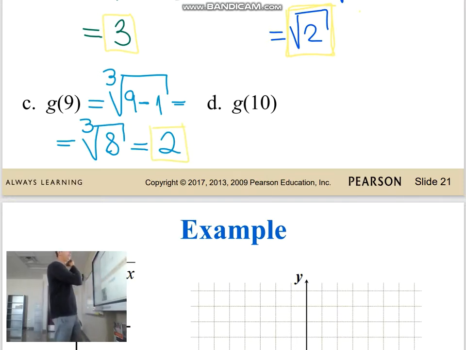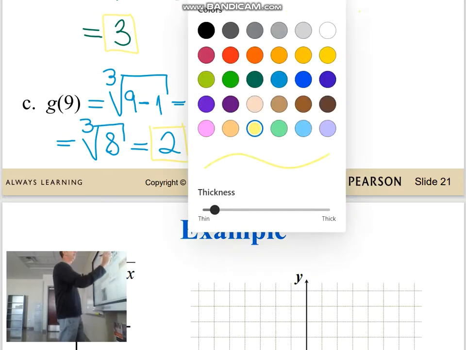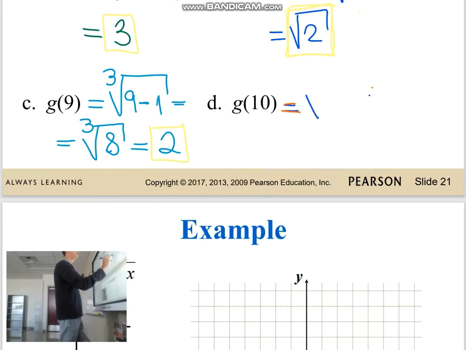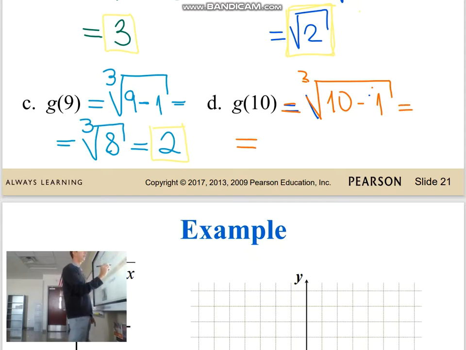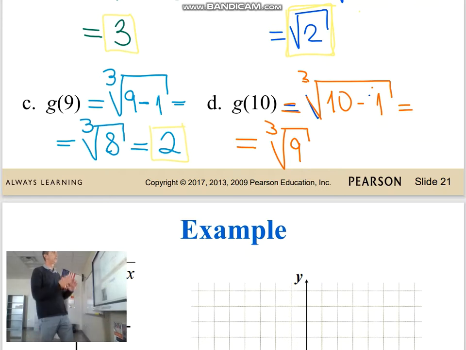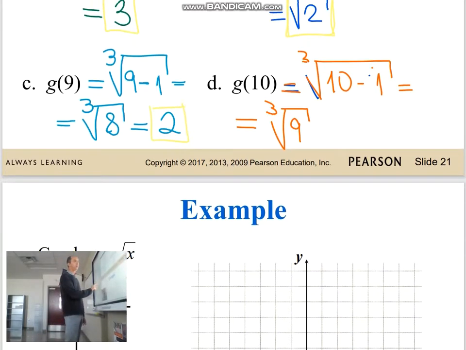And now g of 10, let's say this is, and use another color, the cube root of 10 minus 1, right? Plug in x equals 10, and you're going to have the cube root of 9. This is not an integer. There's no integer that will result from this cube root of 9. We can just keep it like that, or if the question asks, you can find an approximation with decimals.